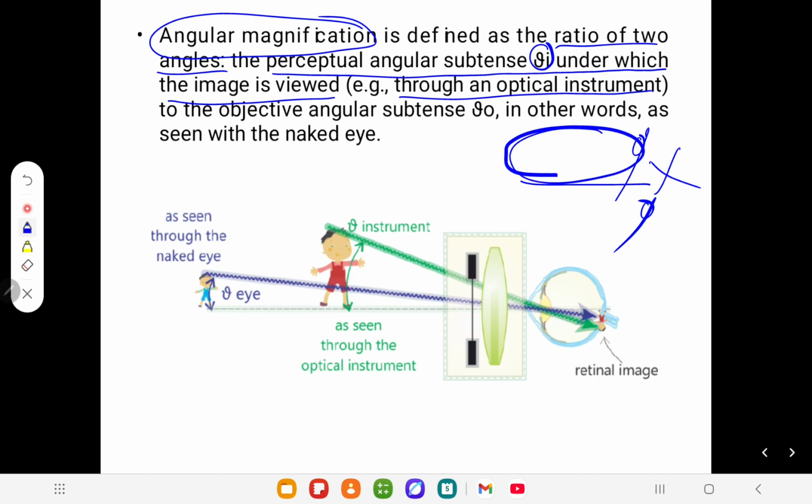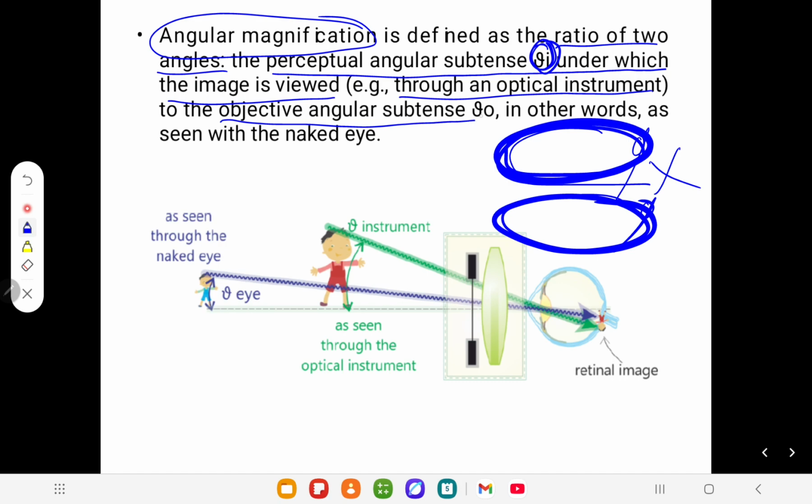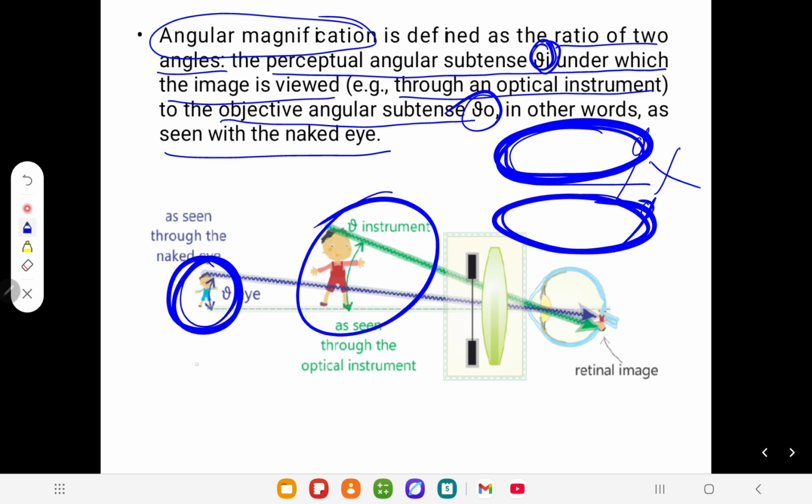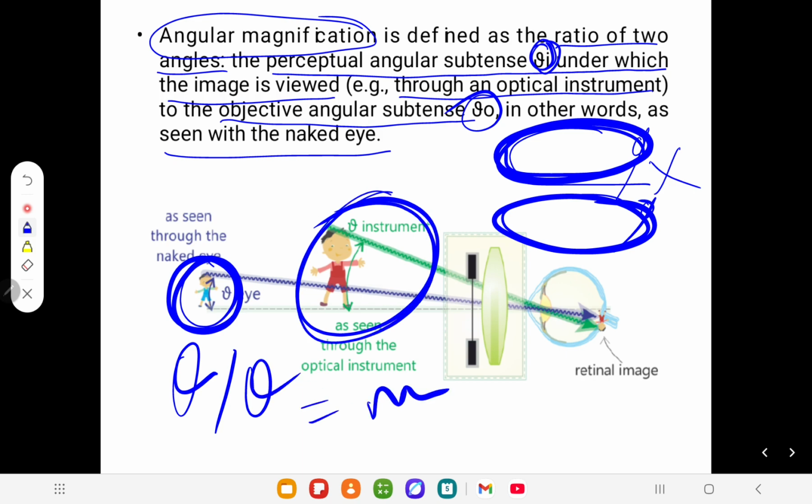Above, the angle made by the image, below, the angle made by the object. So the angular perception is the angle subtended by the image under which it is viewed through the optical instrument, divided by the angle subtended by the object, in other words seen with the naked eye. This is the example. See, this is the object. An object makes a certain angle to the optical axis, isn't it? That blue line makes a smaller angle, and the image through that optical system makes a larger angle, and the larger angle divided by the smaller angle is magnification. So that's how the image is magnified, isn't it?